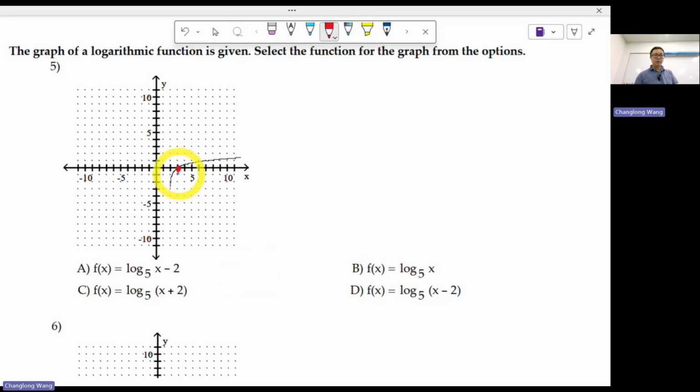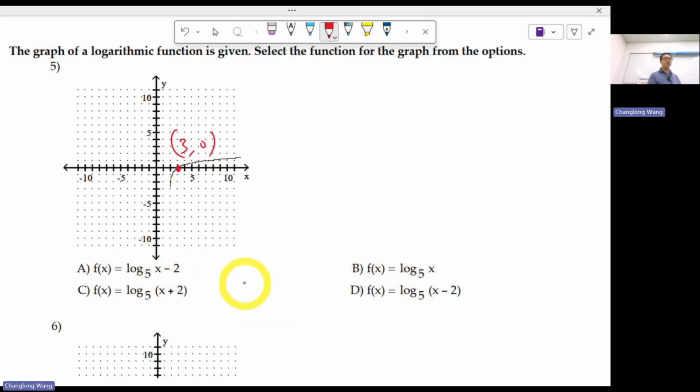Can you read off that point? It's (3, 0), right? That means if you were to evaluate every single function by setting x to be 3, it should return 0, right? Now you can do it algebraically.